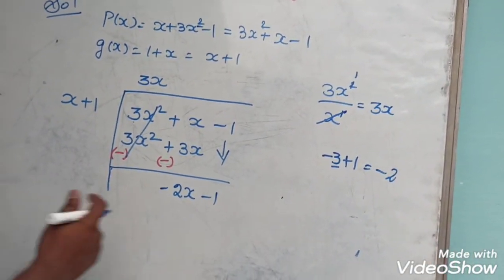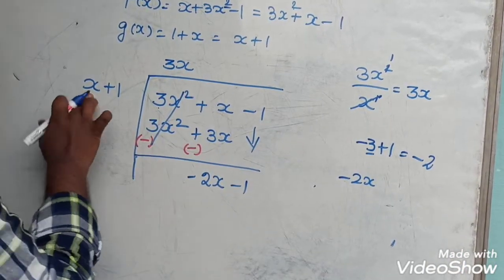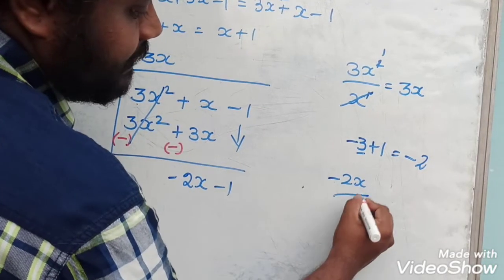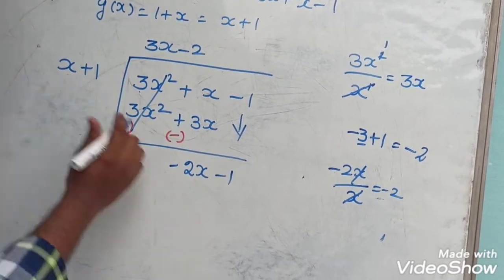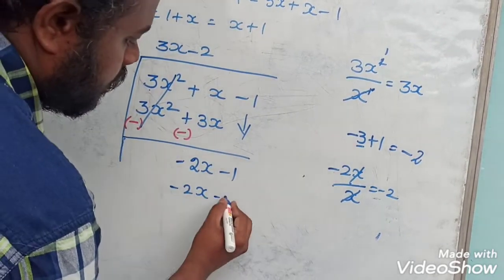So now again we compare the first term of p of x, first term of g. Always you have to compare the first term only. So x will get cancelled. Now we multiply with minus 2. So minus 2 into x, minus 2x. Minus 2 into plus 1, minus 2.